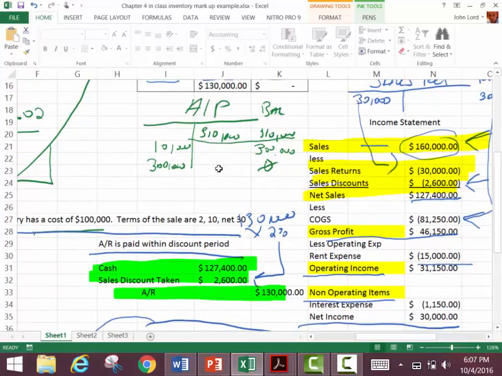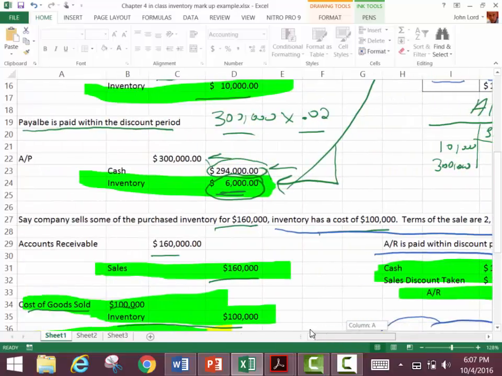So we debit the accounts payable $300,000. That's zero, right? The guy doesn't want any more money from me. And then I'm going to only credit cash for $294,000, and I'm going to credit the inventory for $6,000 because I didn't pay $300,000 for it. I only paid $294,000.